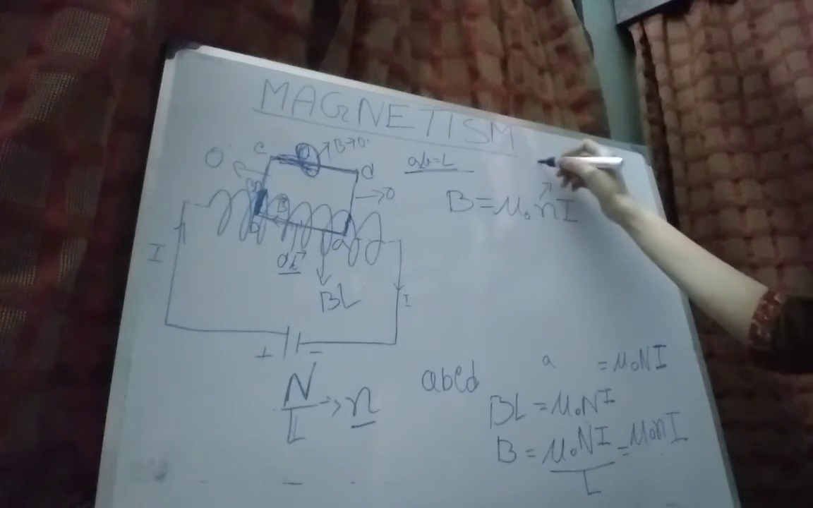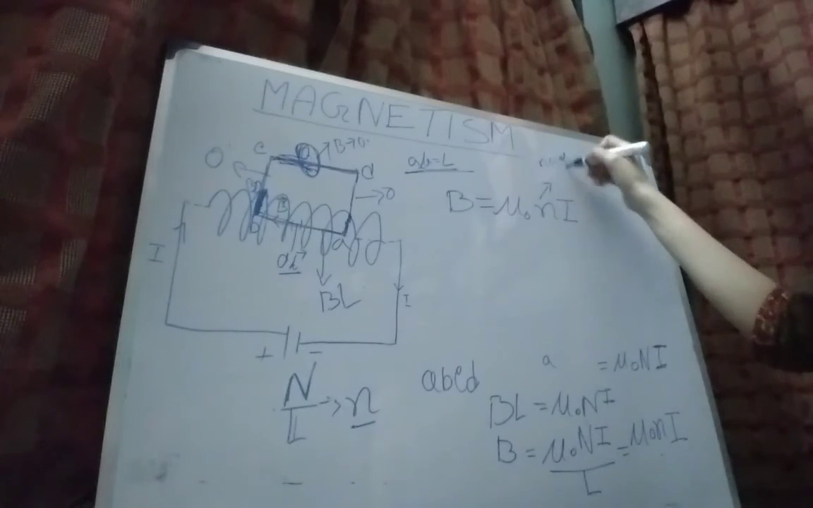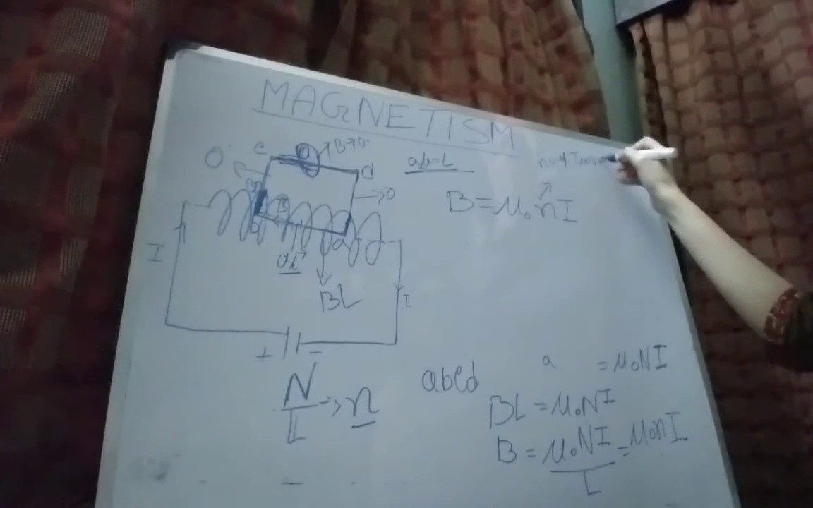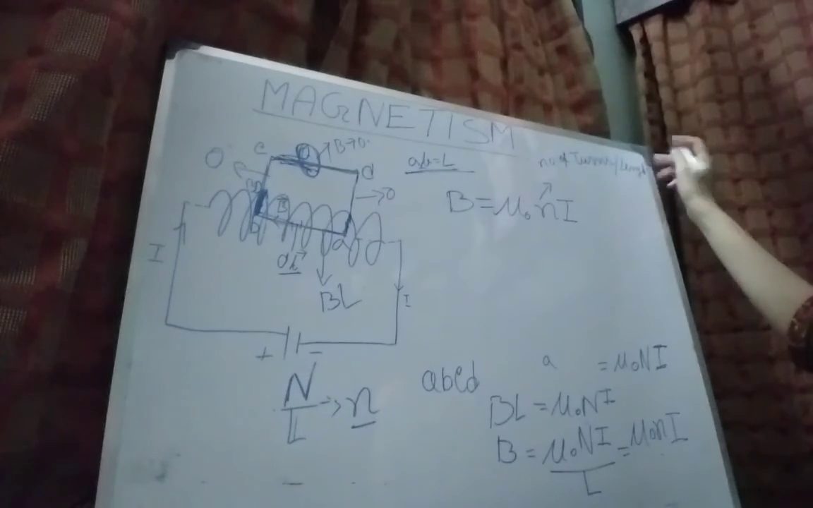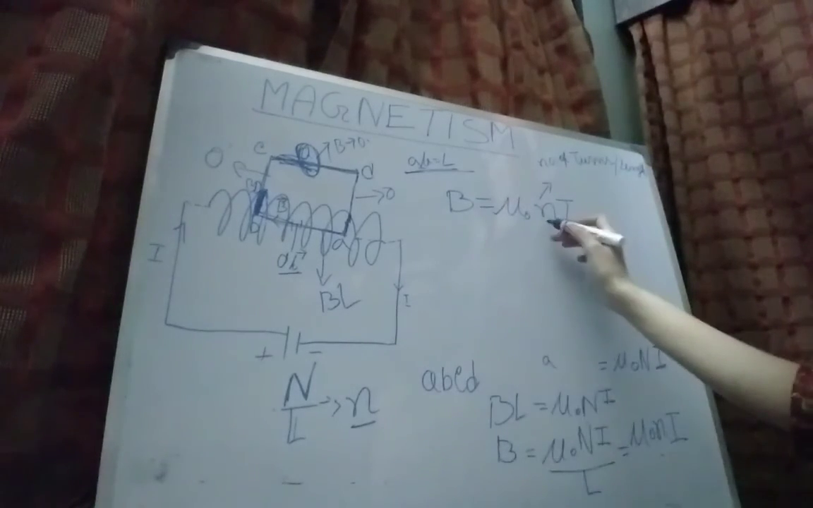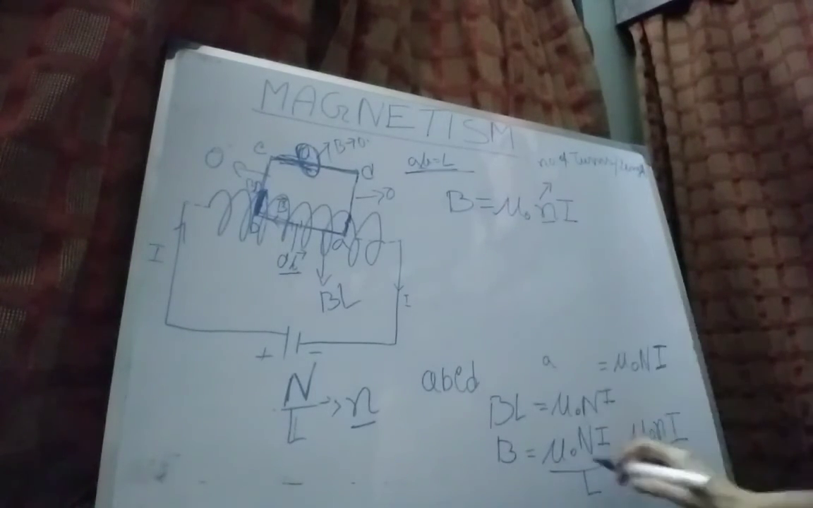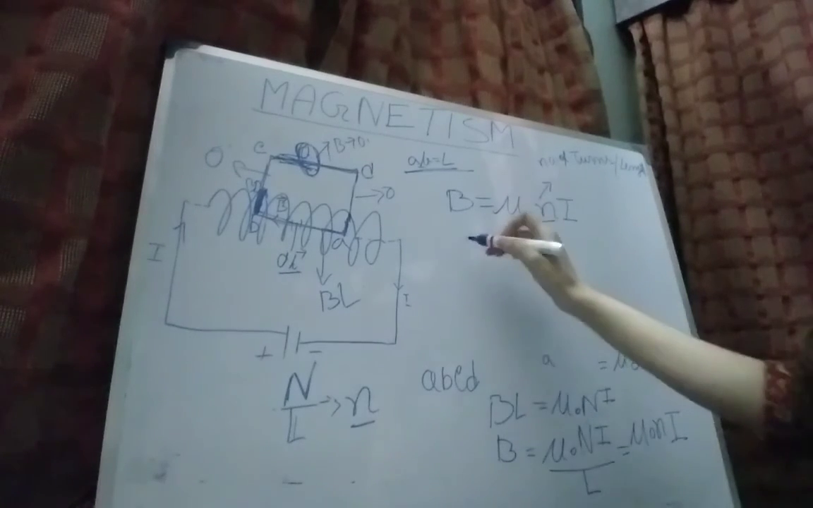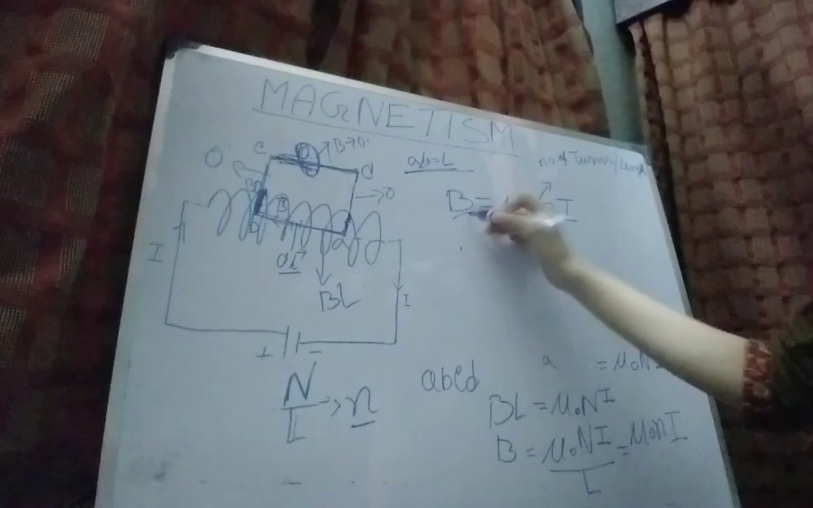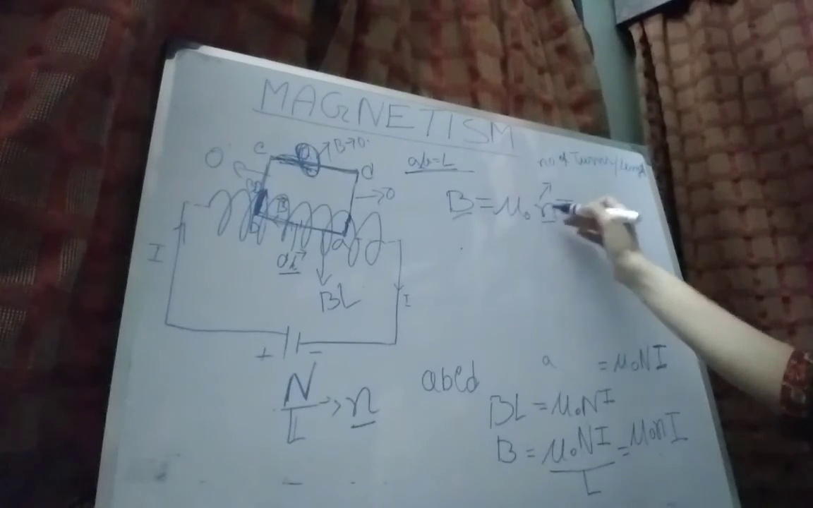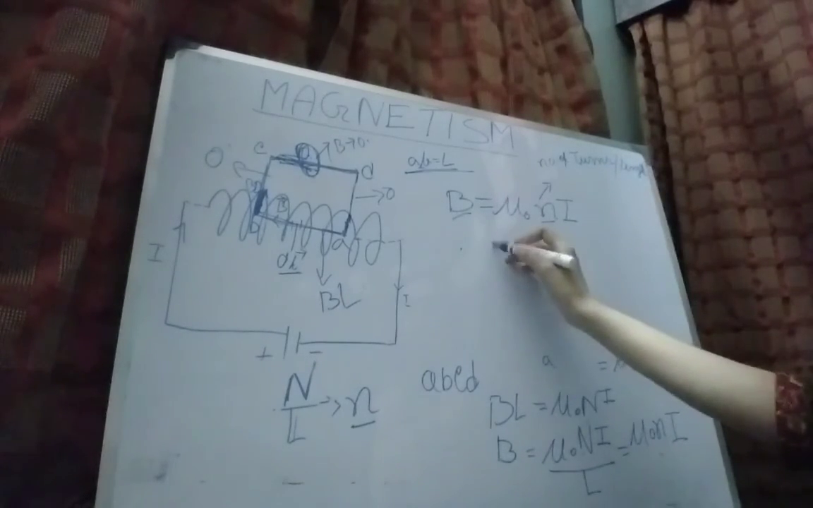This is the number of turns per unit length. Now, we can see that the value of B depends on small n, but not on capital N. So if we have to increase or decrease the intensity of the magnetic field, we have to change small n, that is the number of turns per unit length.